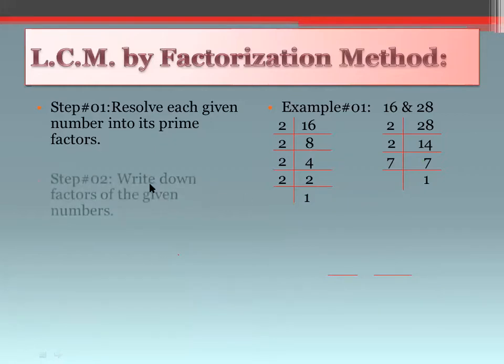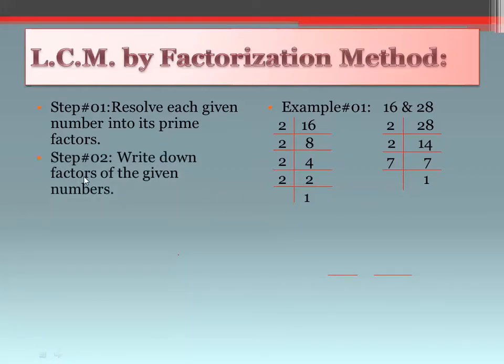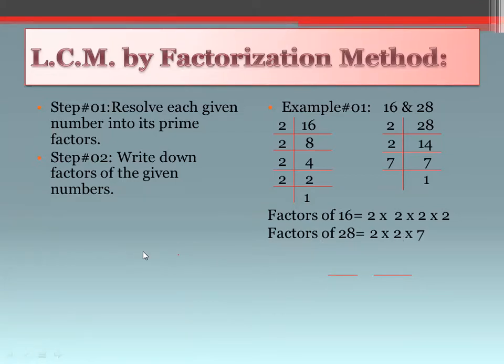Okay, so in the next step, what you will do is write down the factors of the given numbers. Very simple. You have to write down the factors of 16 and the factors of 28. Since you have to multiply the factors, you will write it in this form: 2 multiply by 2 multiply by 2 multiply by 2, and 2 multiply by 2 multiply by 7 are the factors of 28.